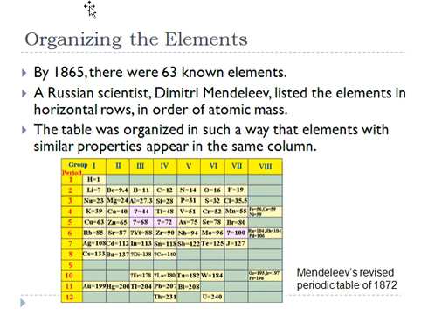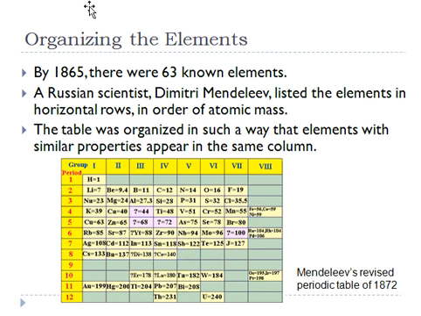Back in 1865, there were only 63 known elements, and this scientist decided to list the elements in order according to their atomic mass. And here's sort of what it looked like, this picture here. The table was organized in such a way that the elements with similar properties appeared in the same column.